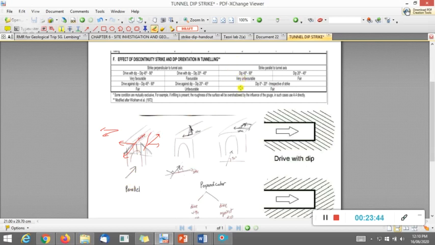That's why, if you can see, only for perpendicular to the tunnel axis will they have drive with dip and drive against dip. But for strike parallel to the tunnel axis, there is no drive with dip, because the dip is located at the side. Maksudnya tak ada masalah sebab dia punya cerun ni berada di sebelah tepi. So there is no problem. Because if it fails, dia akan fail pada tepi lah, dia tidak mengganggu pada jentera yang mengorek.